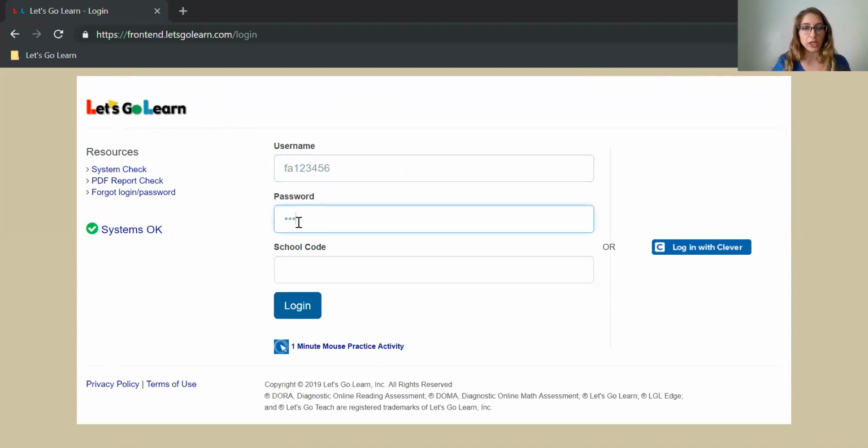Next, you want to make sure that you have your child's password. Their teacher or an administrator at the school can make this available for you. And finally, you're going to enter the school code. The school code is a set of letters, numbers, or combination that represents your school or school district. So for example, here LGL represents Let's Go Learn. Then you want to click on Login.